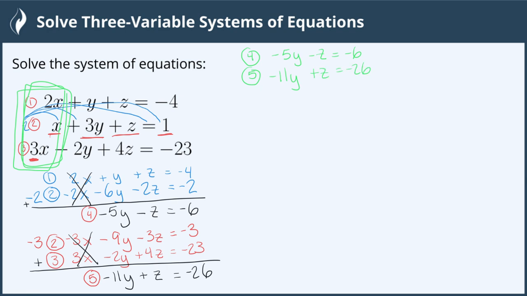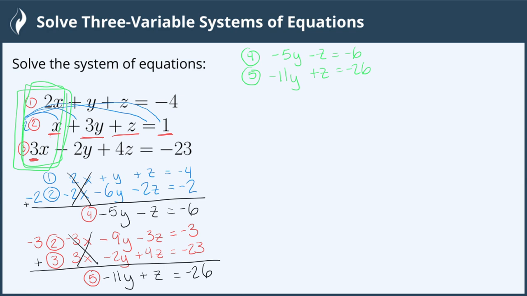And now I want to see which variable I can get rid of again, so I'm only left with one. Looking at the first one, we have negative 5 and the second is negative 11. That gets kind of messy to make those match. To multiply both equations, I would need to get the lowest common multiple of 55, multiplying the first equation by 11, and the second equation by 5. So that gets kind of messy.